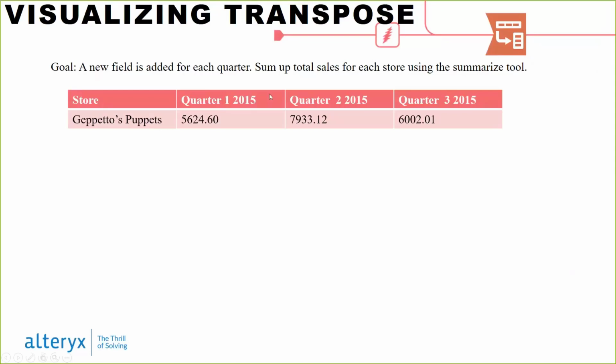So think of this as the inverse of what we did with our crosstab tool. And we're actually going to say, hey, take these values and turn them into columns, right? So what I really want, instead of saying Geppetto's Puppets, one record, and then with 3 different columns, I actually want 3 rows of Geppetto's Puppets, one for quarter 1, one for quarter 2, one for quarter 3, and the corresponding sales values within there.